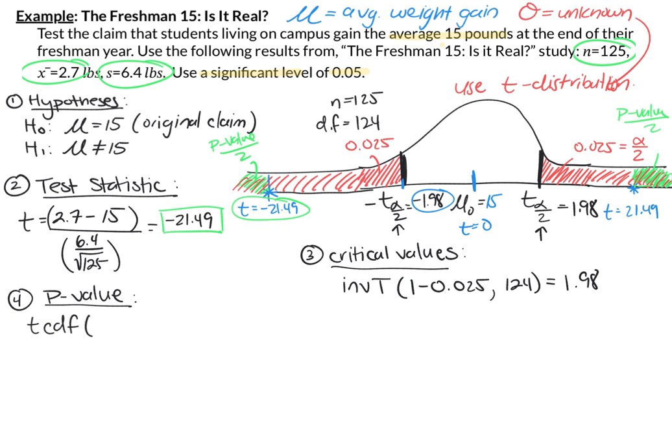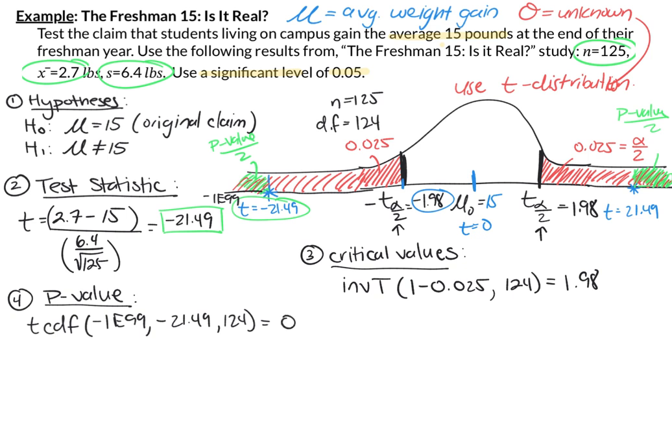So I'll use the left tail here, where the left bound will be a very large negative number. So I'll type in negative 1e99 and then go up to your test statistic of negative 21.49. Then put in the degree of freedom, which is 124. The answer that you get is going to be the p-value that's on the left tail.